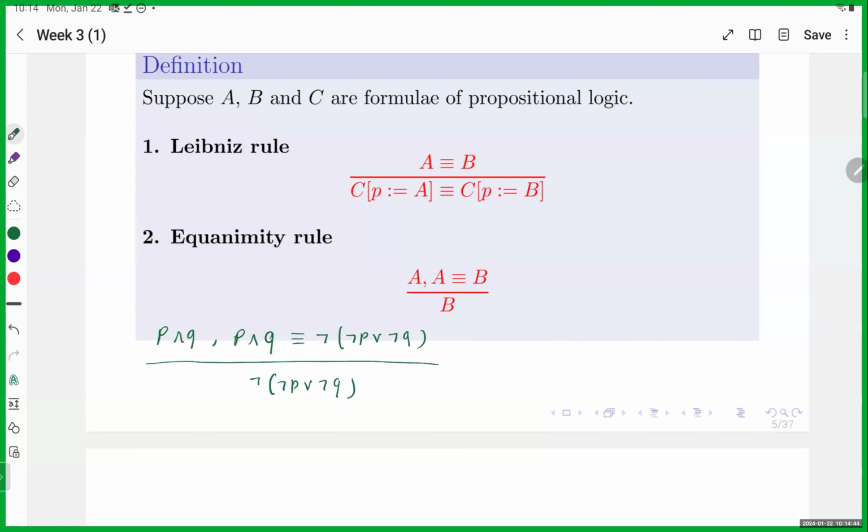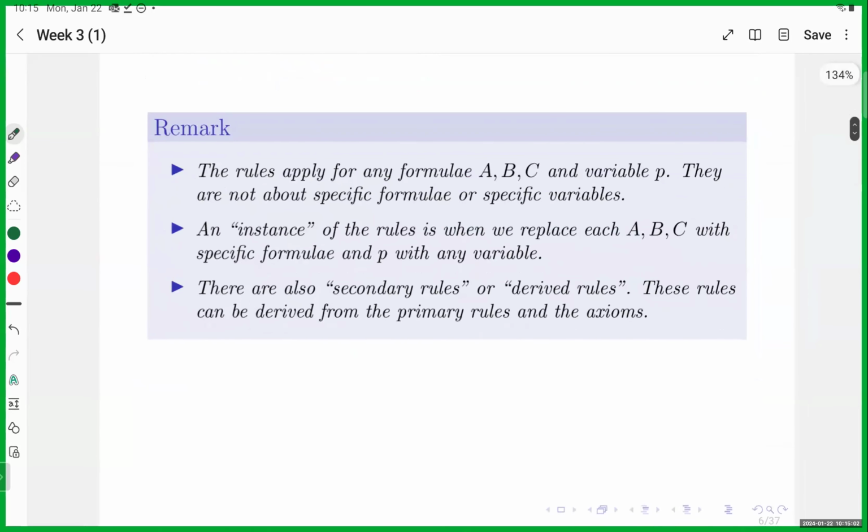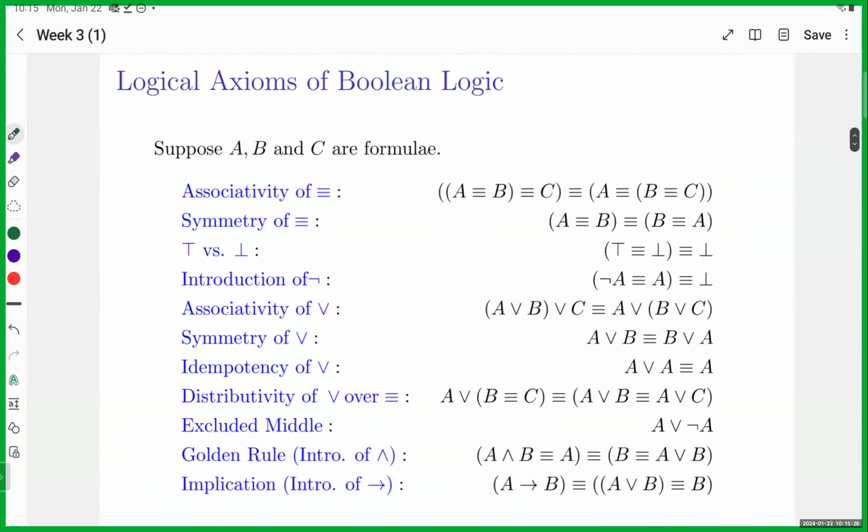But this was kind of obvious because I wrote De Morgan here, but in general, if I have any formula B that is equivalent to it, then I can conclude B. So these are not for specific formulas, they're for any A, B, C, and we are going to use instances of these. These are what we call the primary rules of inference. Along the way, we'll develop some secondary rules of inference that we might use, like modus ponens, etc. But these two are the official rules of inference.